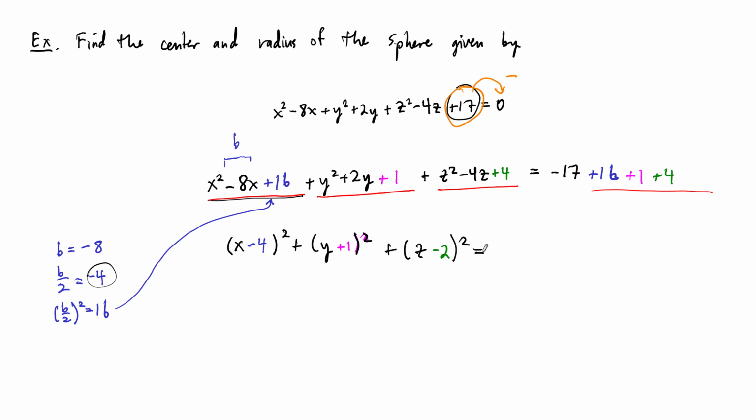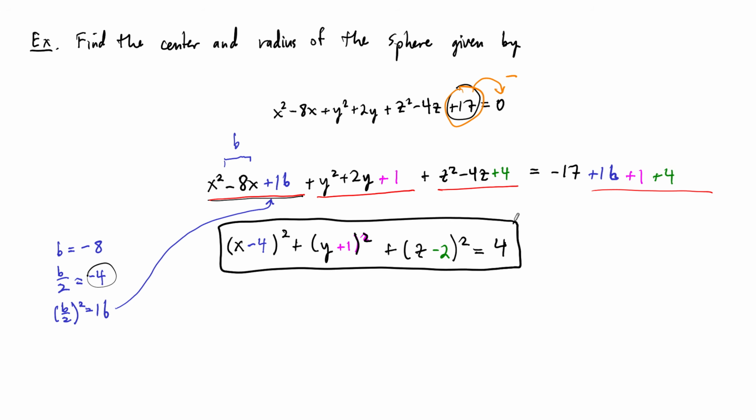And on this side, look what happens. We have negative 17 plus 17, which is gone. All we're left with is 4. But 4 is a positive number, right? And so at this point, this looks just like our general formula for the sphere. And we can now extract the center and the radius.